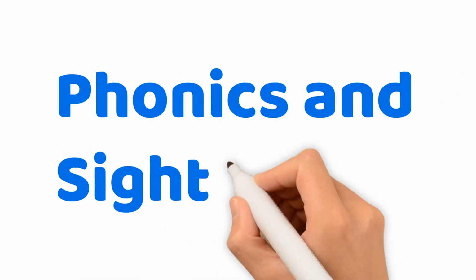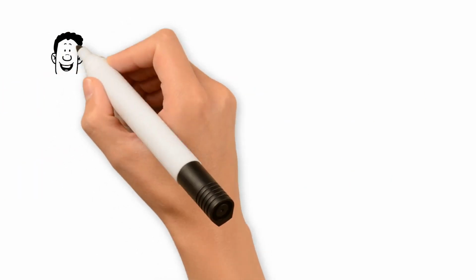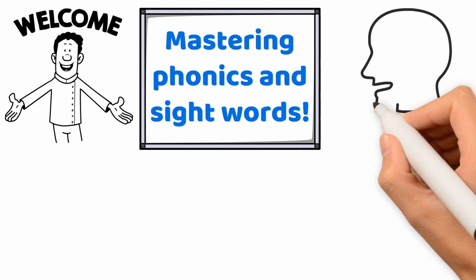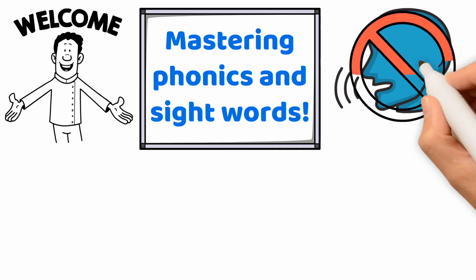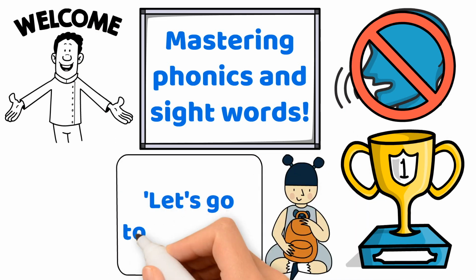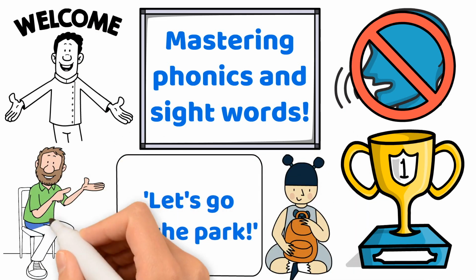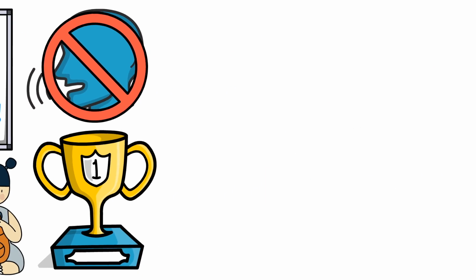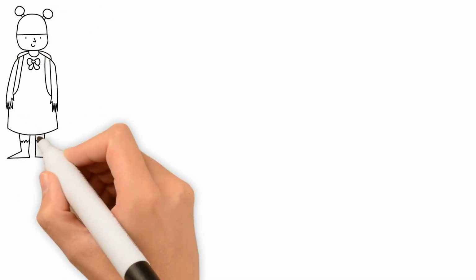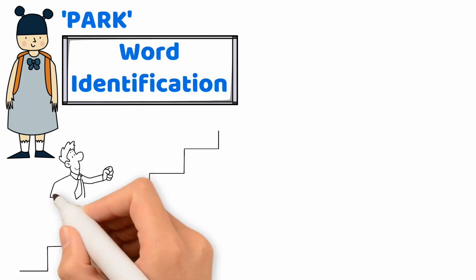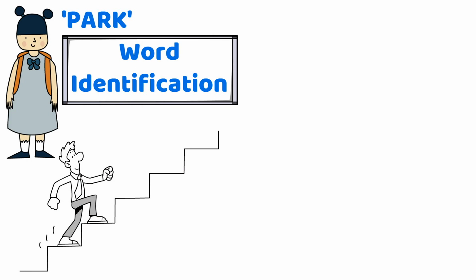Phonics and sight words. Welcome, future educator, to your gateway to mastering phonics and sight words. These aren't just buzzwords, they are your keys to acing your teacher certification exam. Imagine a child saying, "Let's go to the park." This simple act of speaking sets the stage for what we call oral language development, a foundational step in reading. As the child spots the word park, we witness word identification in action. It's their first step in connecting spoken words to written ones.